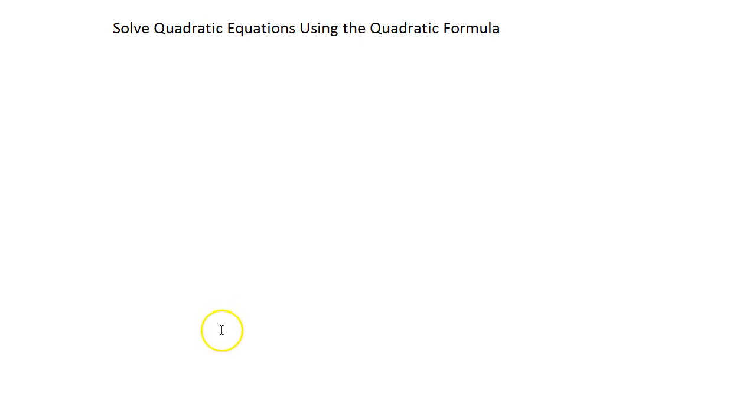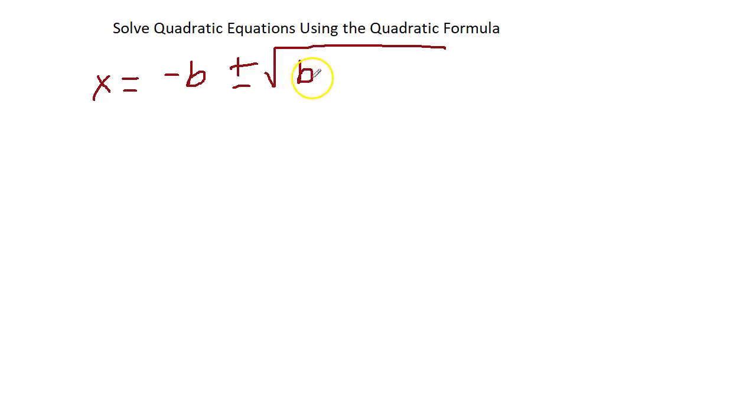Alright, in this video we are going to be solving quadratic equations using the quadratic formula. So the first thing I'm going to want is to put up my quadratic formula. We'll say x equals negative b plus or minus square root. Inside the square root is b squared minus 4ac, all divided by 2a.